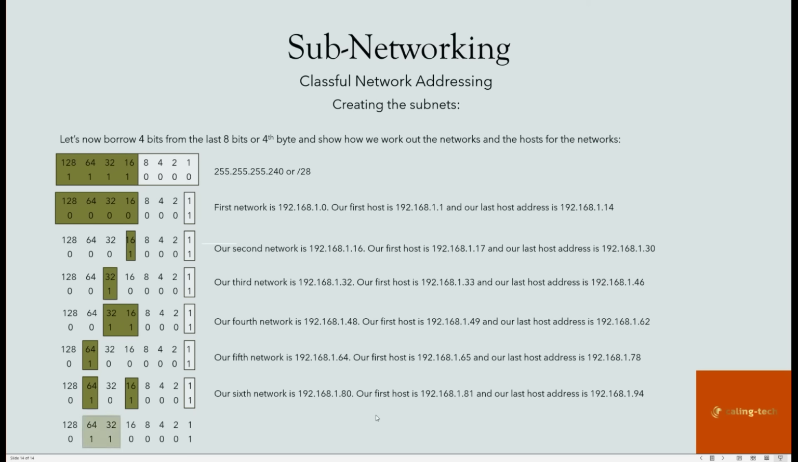So what's our seventh network? Well, our seventh network is we turn on the next bit up. So 64 plus 32 is 96. That's another 16. And that's our seventh network, 192.168.1.96. Our first host, therefore, is 97 if we add those 3 together. And our last host address is 192.168.1.110 in this network. Because we know that 96 plus 16 is going to come out at 112. Minus 2 off of it, and it's 110.